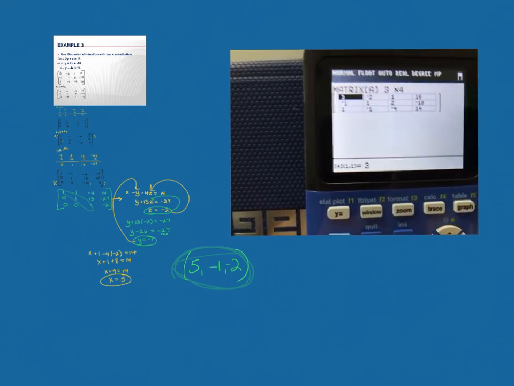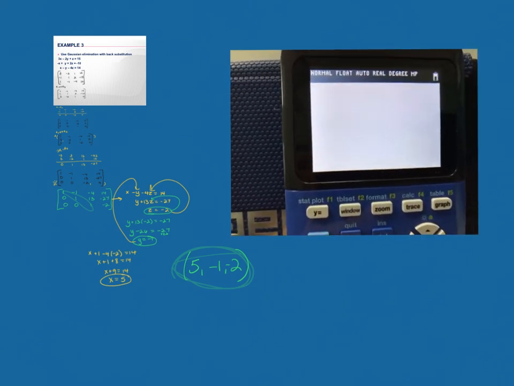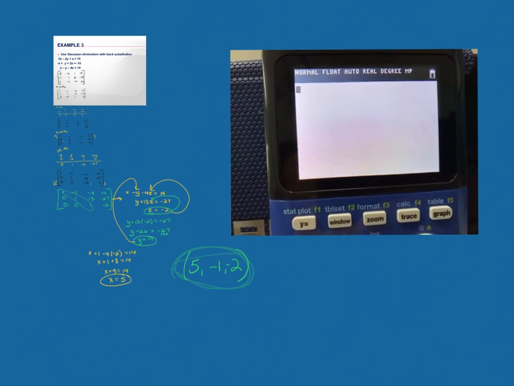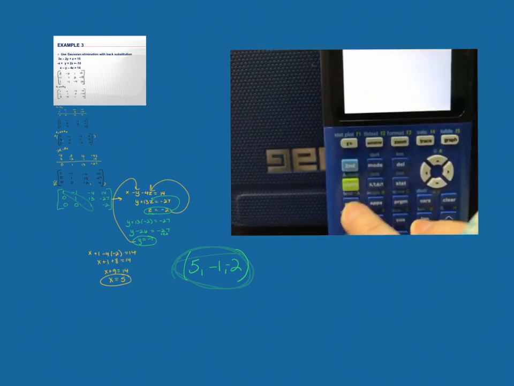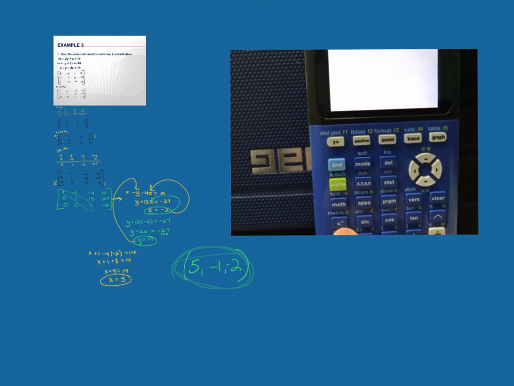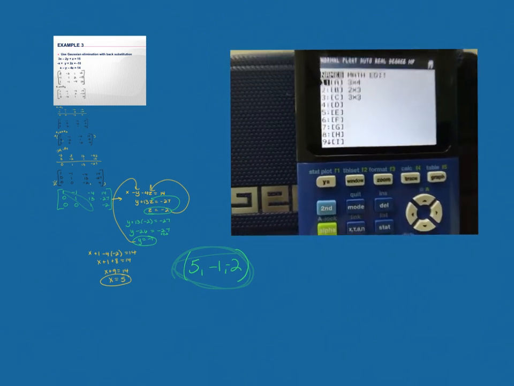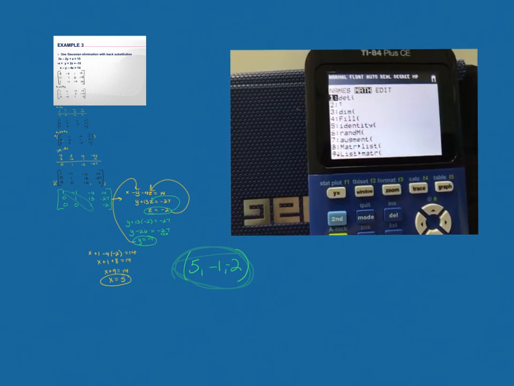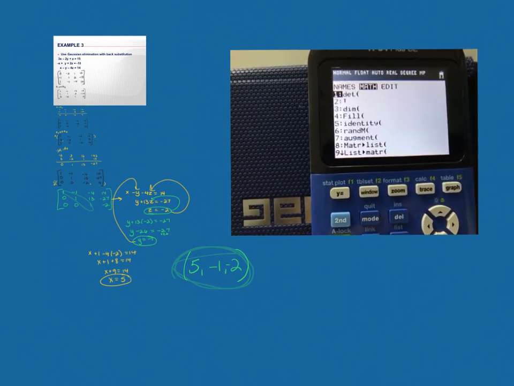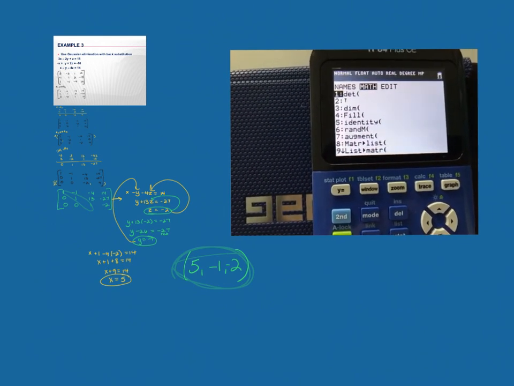Then I get out of that menu. So second, quit brings you back to your home screen. And I'm going to go back into the matrix menu. So second, x to the negative 1. This time I'm going to scroll over to where it says math. So the thing at the top is DET, that's determinant. We're going to get to that later on in the chapter.